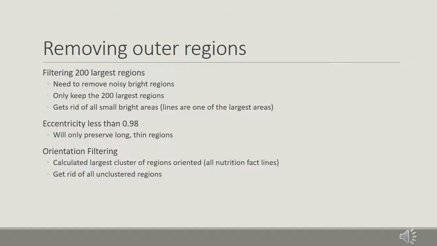Then we do eccentricity property application. By eccentricity, I mean the ratio of the distance between the foci of the ellipse and its major axis length.